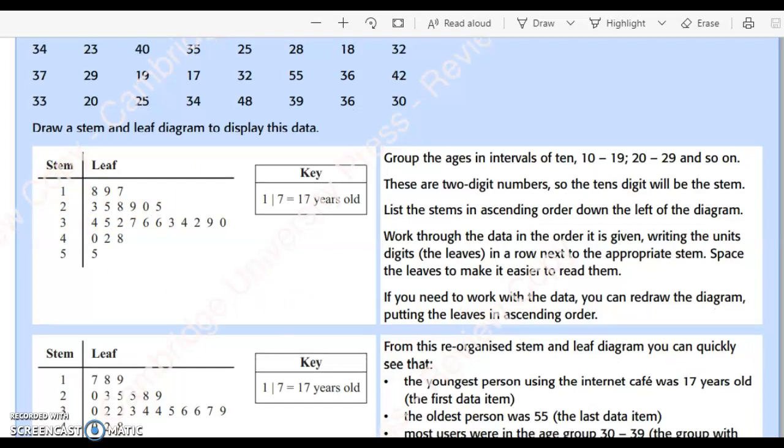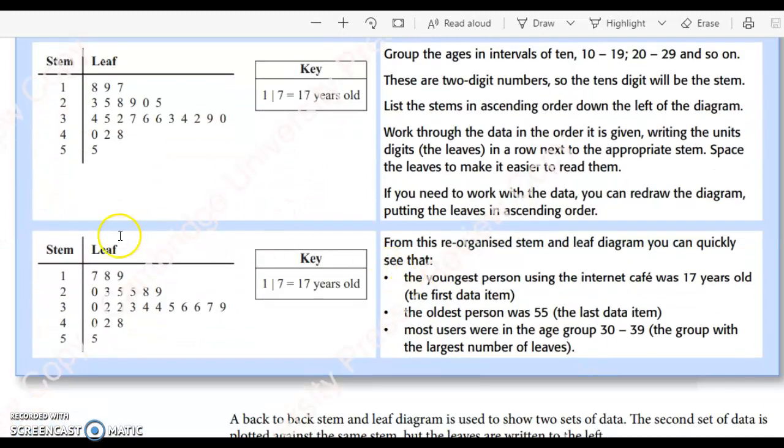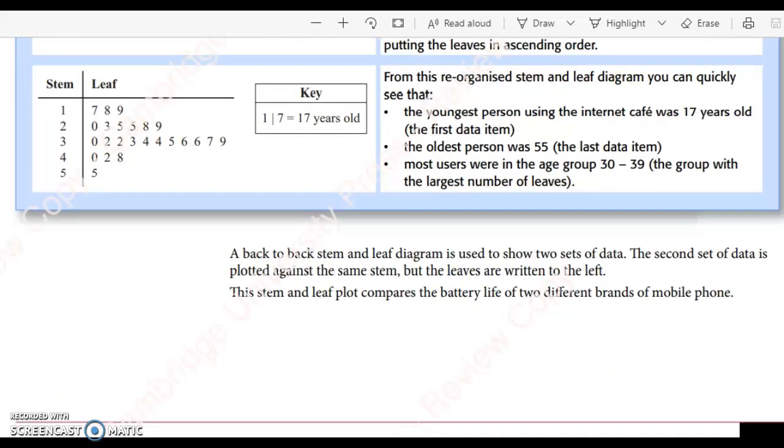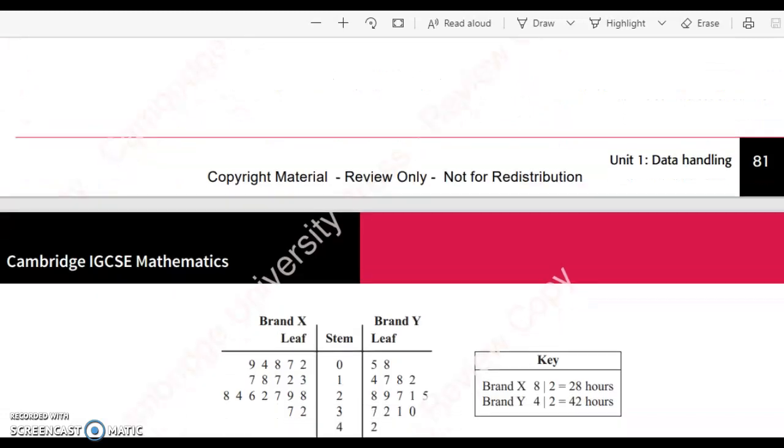Then don't forget to write it in order, because 8, 9, and 7 is not in order. So we have to write from the smallest digit: 7, 8, 9, 0, 3, 5, 5, 8, 9, and so on. It's easy, right? Okay.